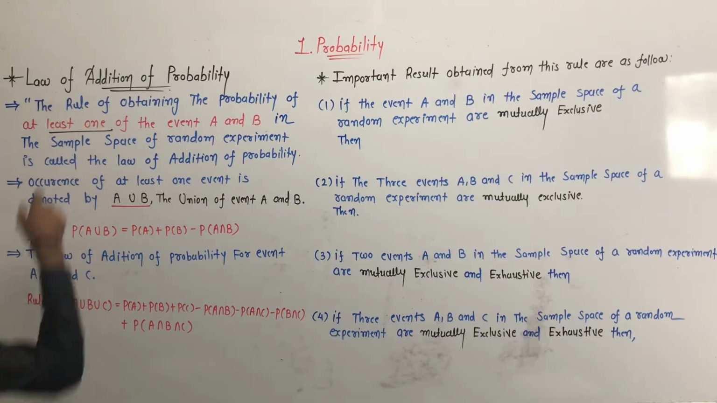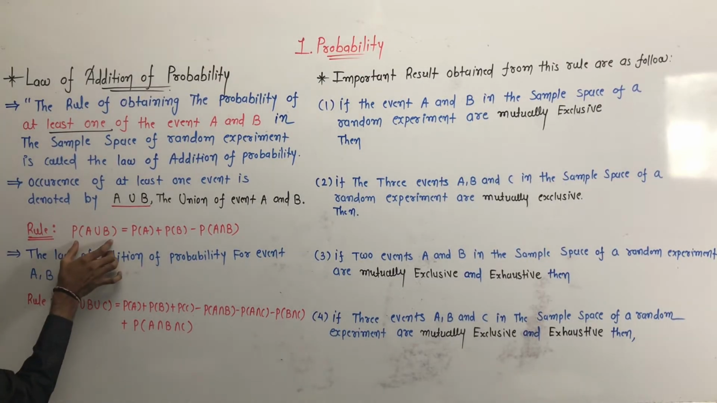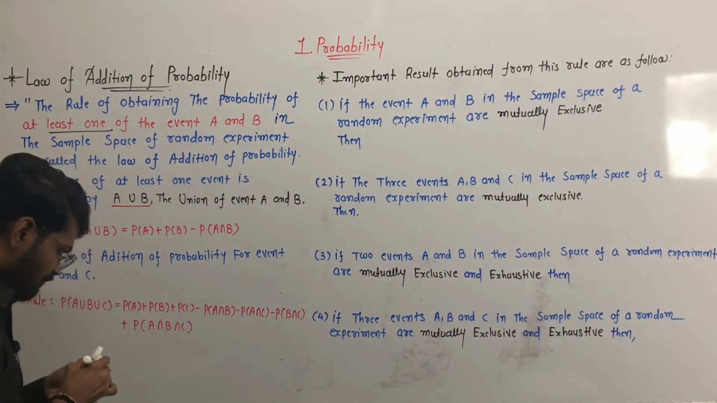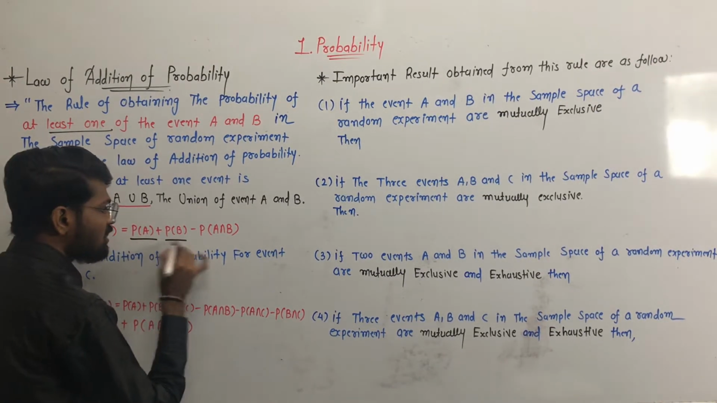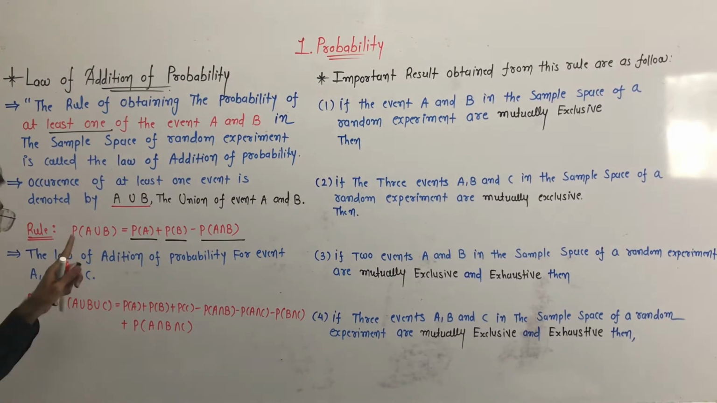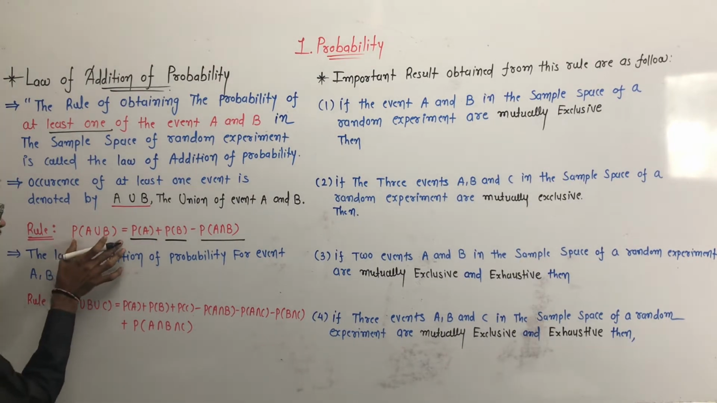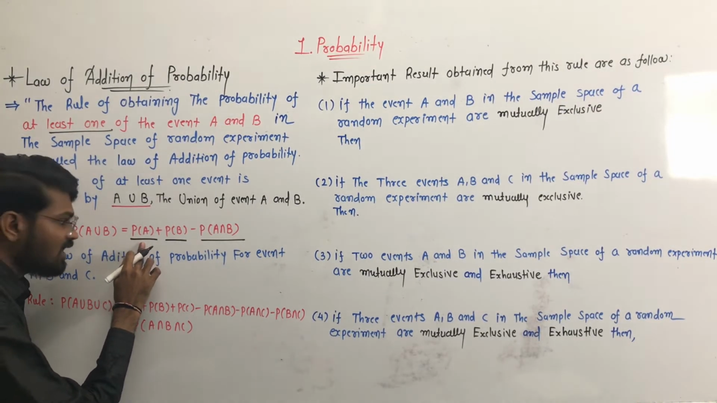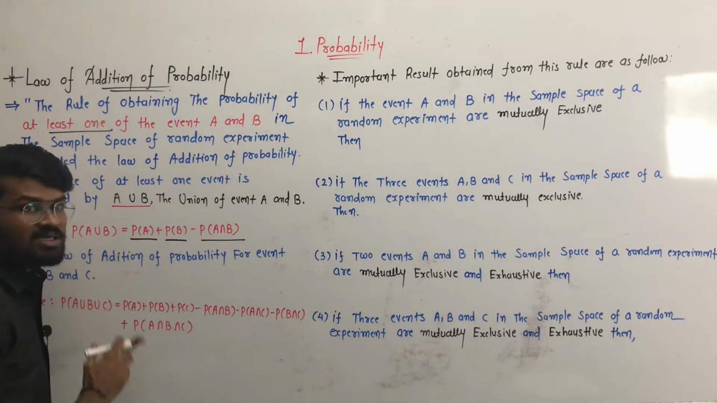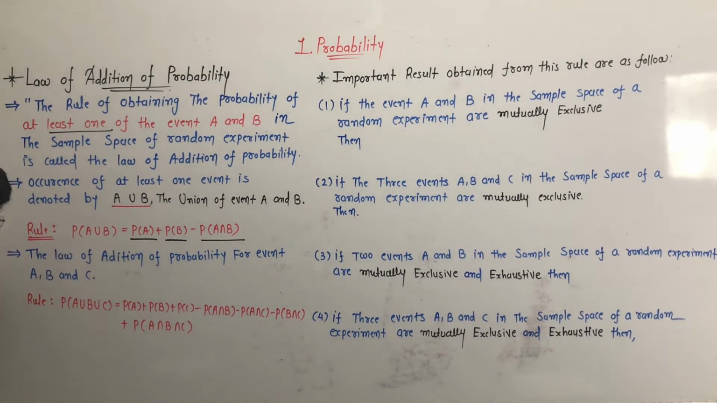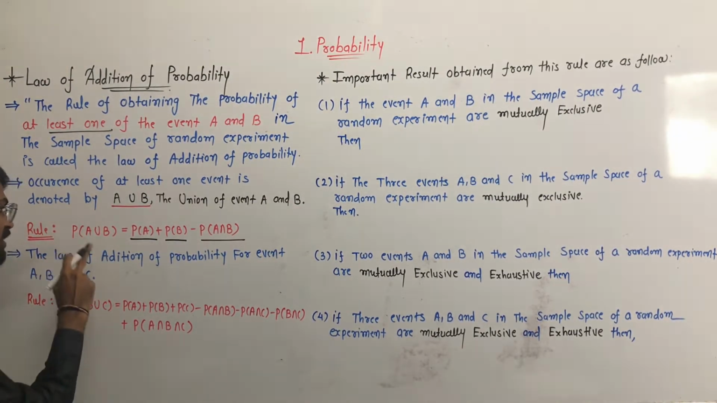Now the law of addition of probability is that the probability of the union of events A and B is equal to probability of A plus probability of B minus probability of the intersection of events A and B. This is the rule for the addition of probability. This rule is for the two events A and B.